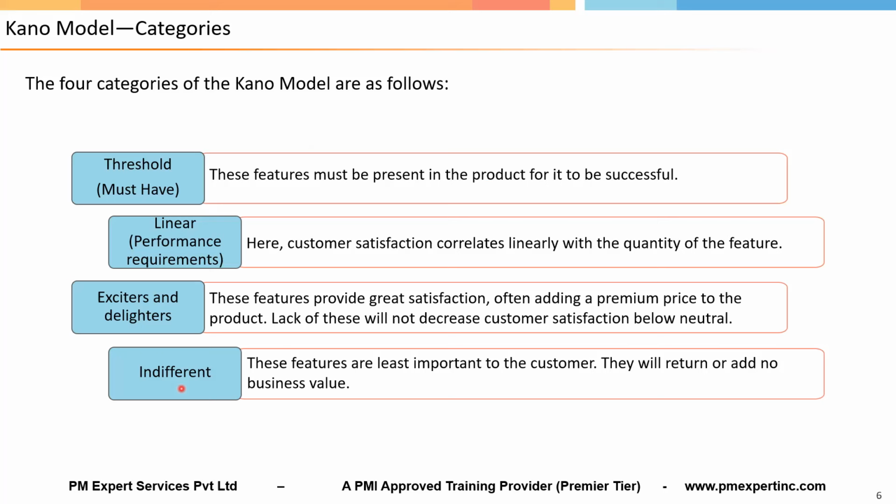So, Ekta, are you okay with the other categories? Threshold, linear, exciters, and delighters? Yeah, these are all the same as the Moscow model, right? Now, can we quickly do one more scenario on the KANO model?